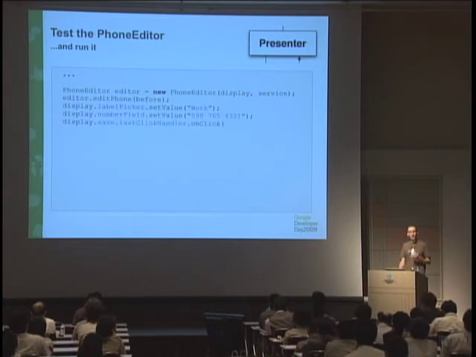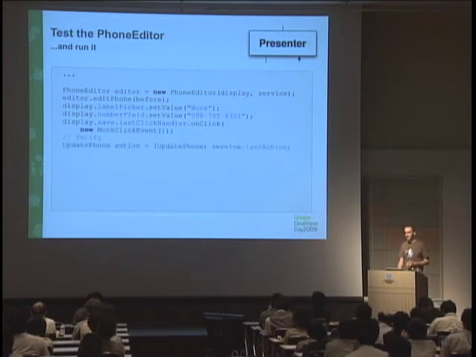And then we get the save button and the last click handler that was passed in, and we call onClick with a mock click event. So now, hopefully, our new phone number is saved. So we should verify that. So this is the rest of our unit test.